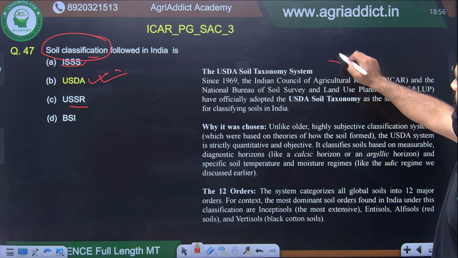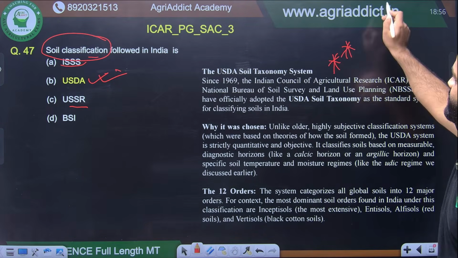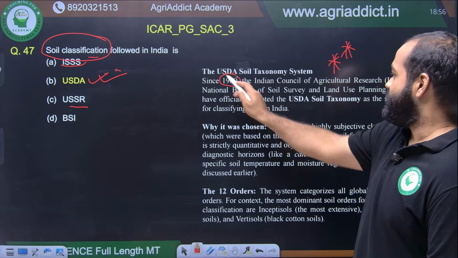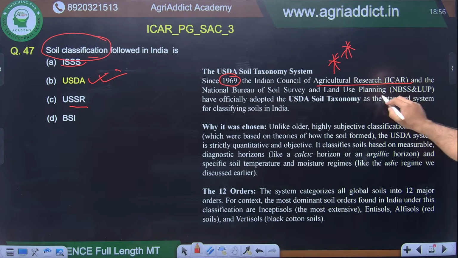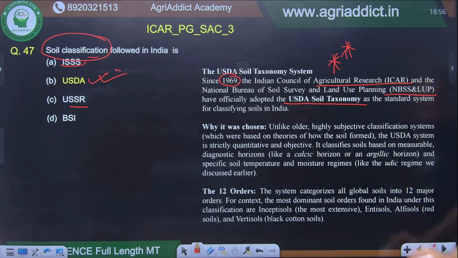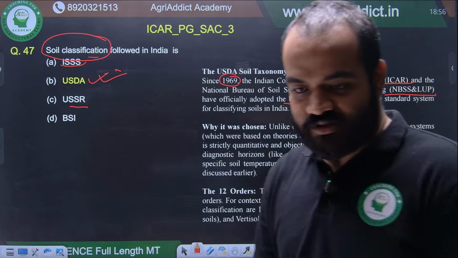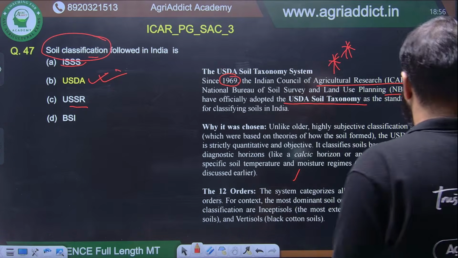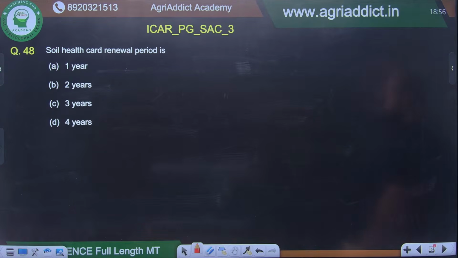So there is nothing to know. But here I have given you the explanation. You can read this if you get the PPT. And here you can see the facts also. In 1969 ICAR took it through NBSS LUP. They officially adopted the USDA soil taxonomy. And its 12 orders are also very important. Black soil rich in humus, true or false? Mainly it is true because black soil organic matter is also higher majorly.